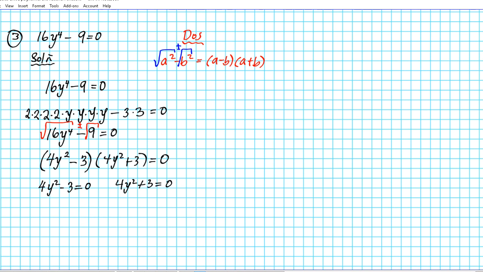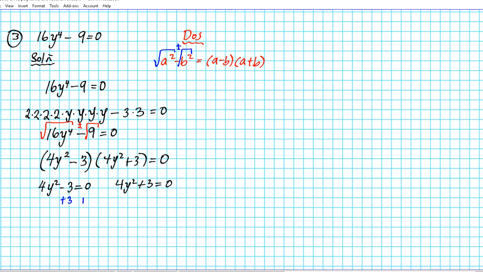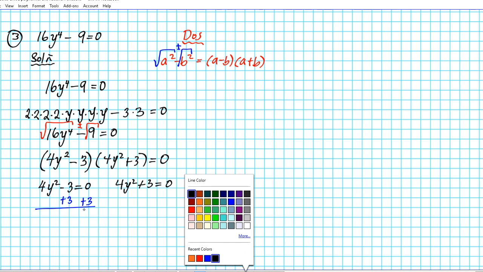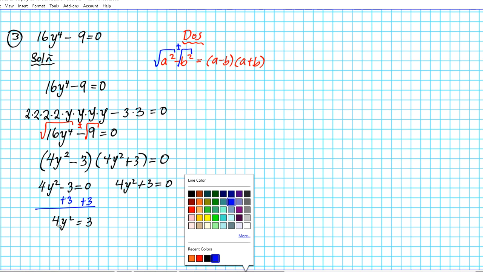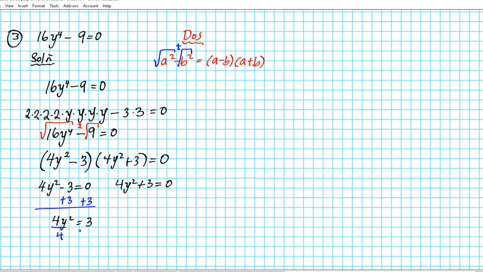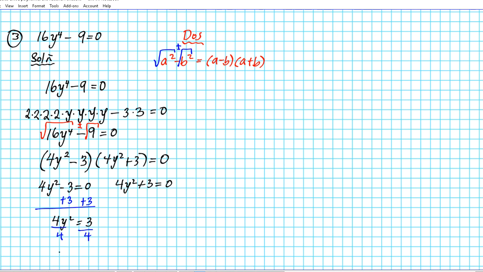Okay? So for the first one, we're going to add 3 to both sides. And that will give us 4y squared equals 3. We're going to proceed to divide both sides by 4. And then we have y squared is equal to 3 over 4.